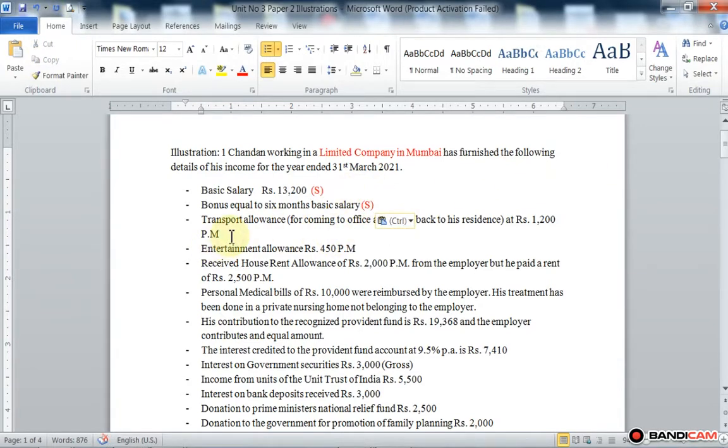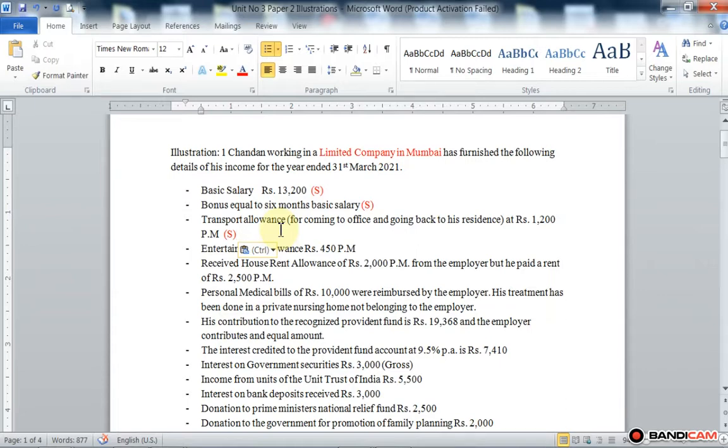Then transport allowance. Transport allowance is received from the employer by the employee and is added to the salary of that employee, so it is also part of salary. Remember one thing, that some allowances are exempted; we already discussed the taxable and exempted allowances. Transport allowance for coming to office and going back to his residence is ₹1200 per month. So Chandan received ₹1200 per month as transport allowance.